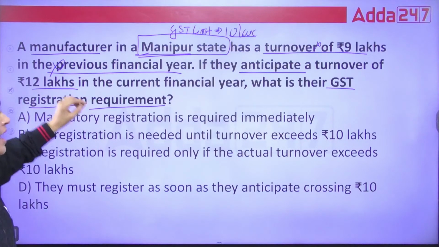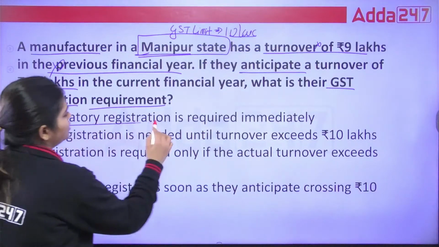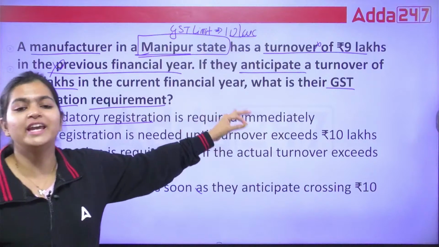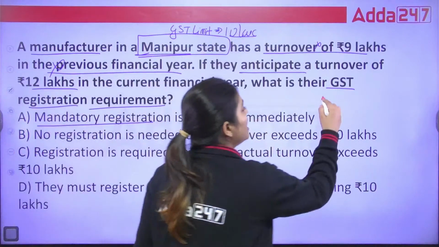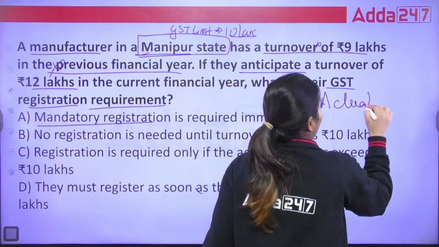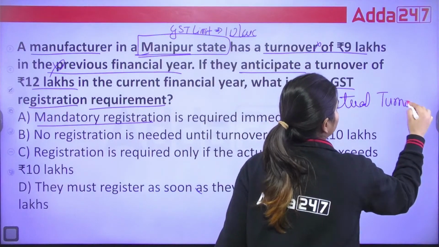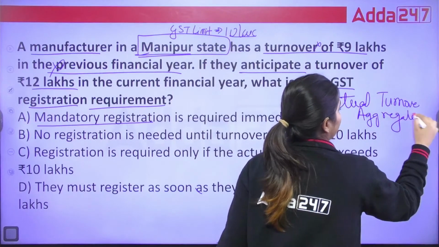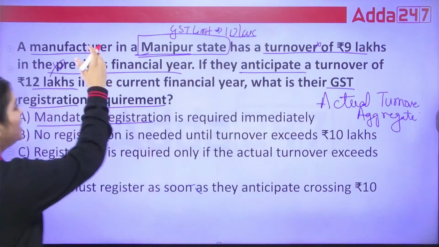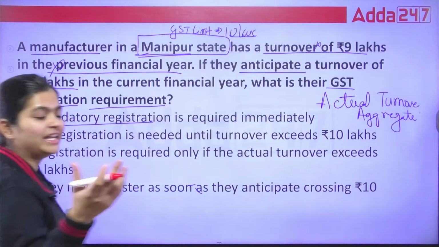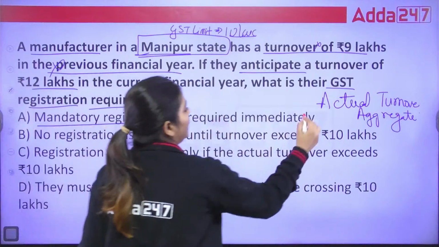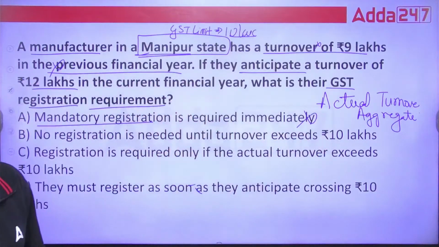See, option A says mandatory registration is required immediately. The answer is totally wrong, because we don't know what your actual turnover is. As per your actual aggregate turnover, we take the GST registration. There is no such data related to actual aggregate turnover here. So option A is your wrong answer. Chaliye, let's see the D answer.